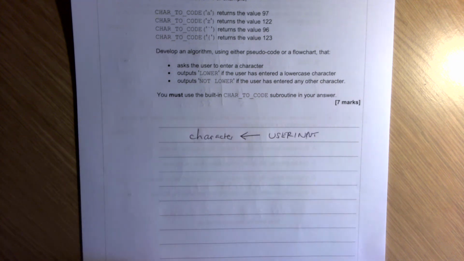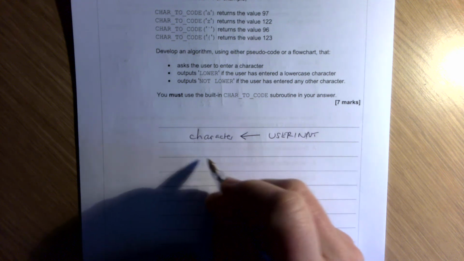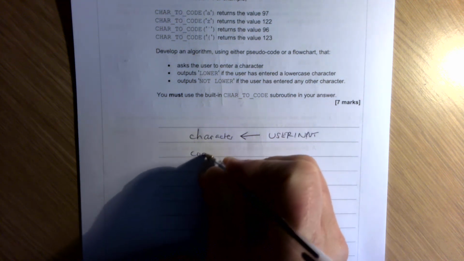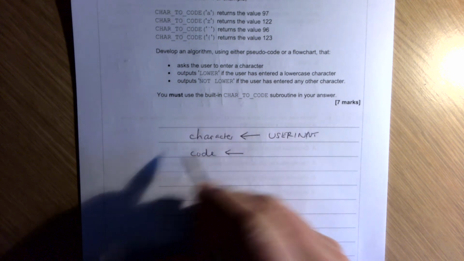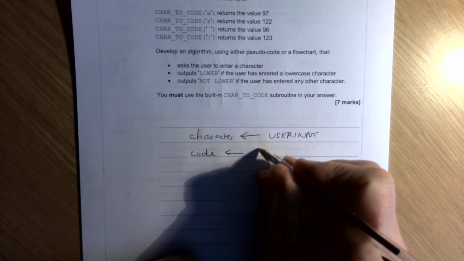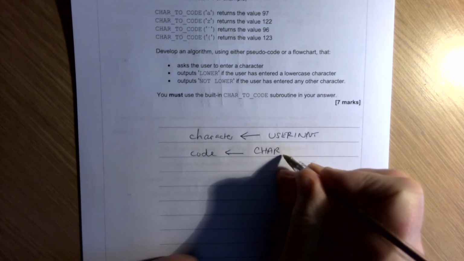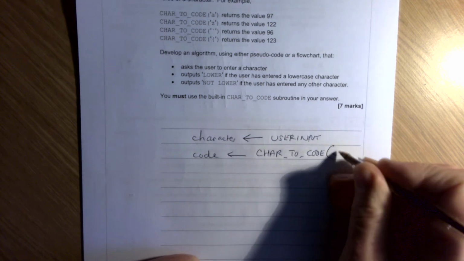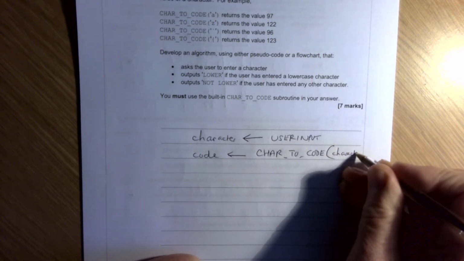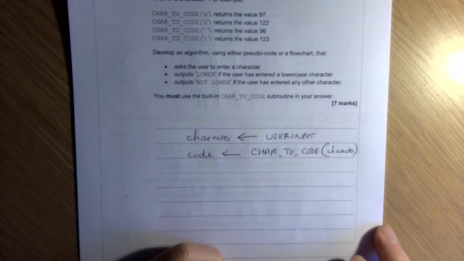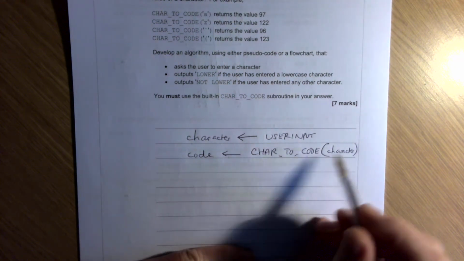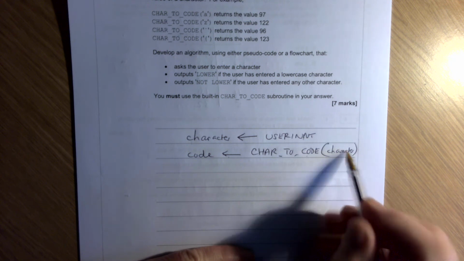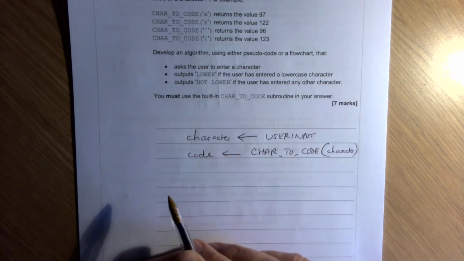First of all, we've got to decide what the code of that is. So I'm going to get the code for that character. And to do that, it says here, you must use the built-in Carter code character. So I'm going to use the Carter code subroutine to get the code for that character. There we go. So now I know what the code is. So we've assigned from that variable, we've sent off the character, we've used the subroutine, and it's sent back the code.